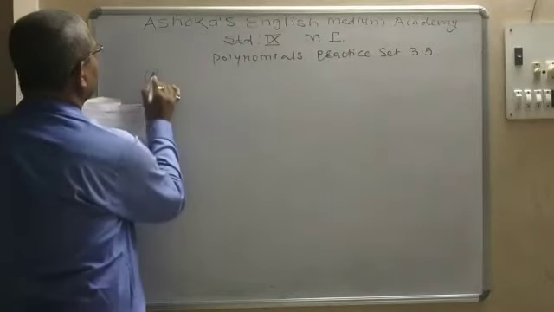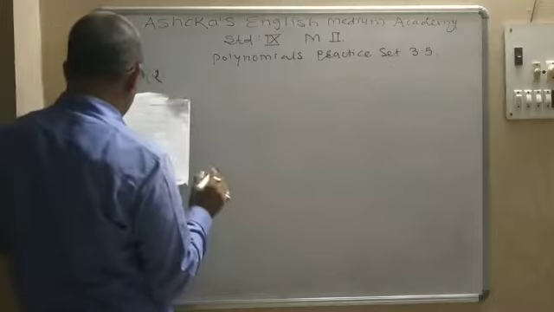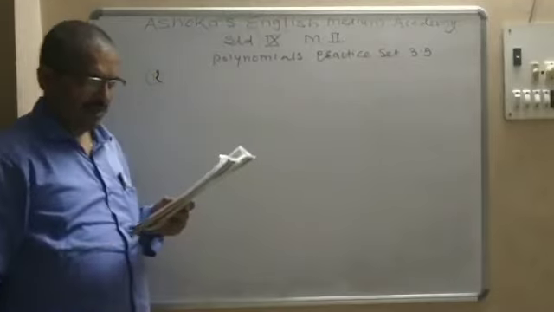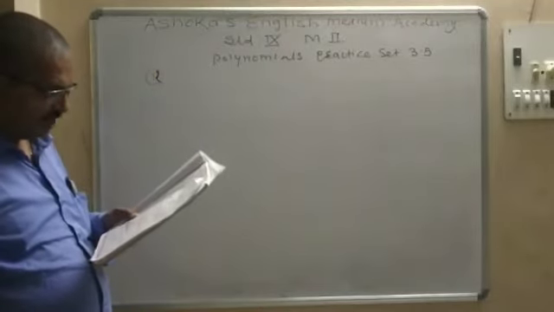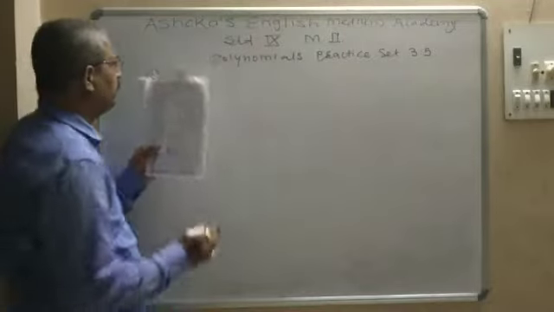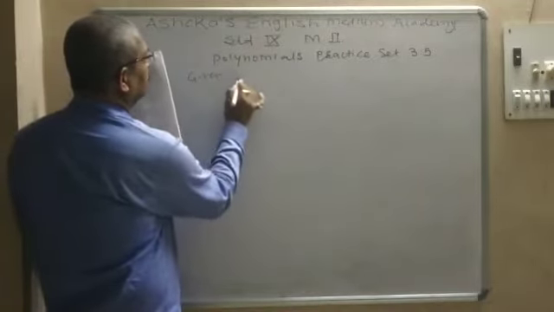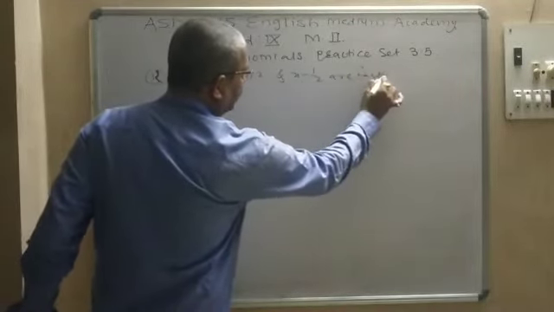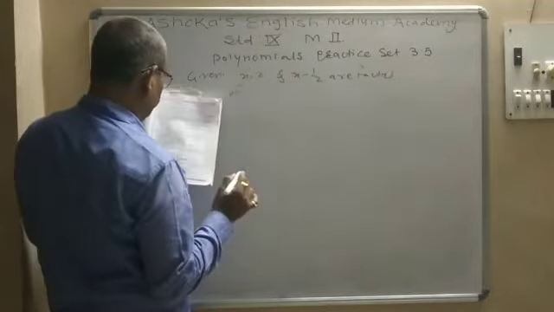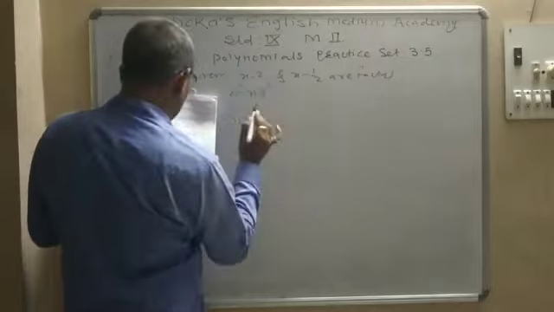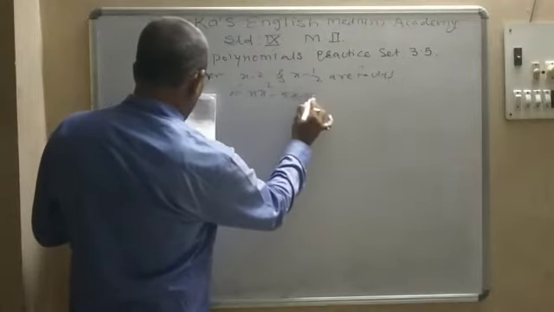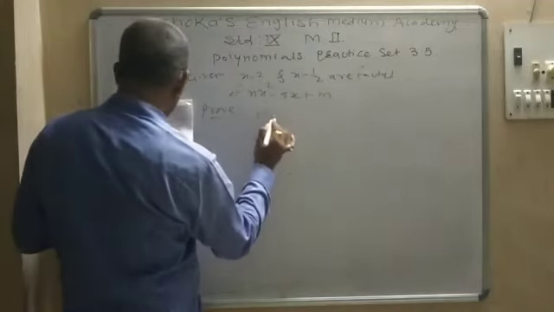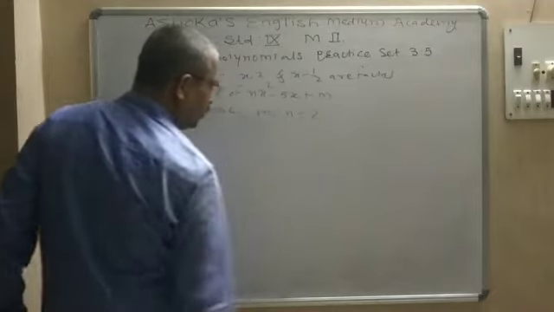Question number 12. What is told in question number 12? If x minus 2 and x minus half both are factors of the polynomial nx squared minus 5x plus m, then show that m is equal to n is equal to 2. So we will write first here, given: x minus 2 and x minus half are factors of nx raised to 2 minus 5x plus m. What will you prove? You should prove m is equal to n is equal to 2.